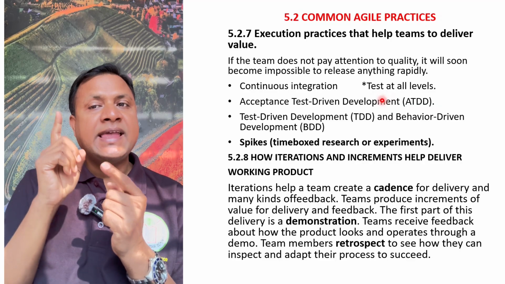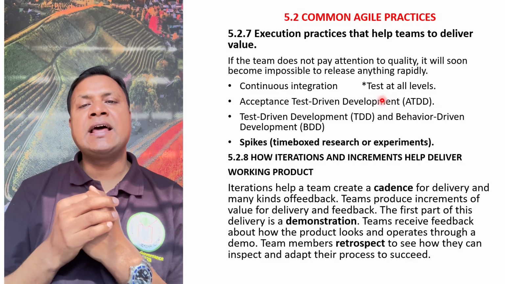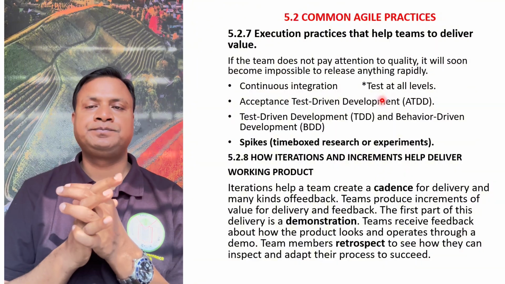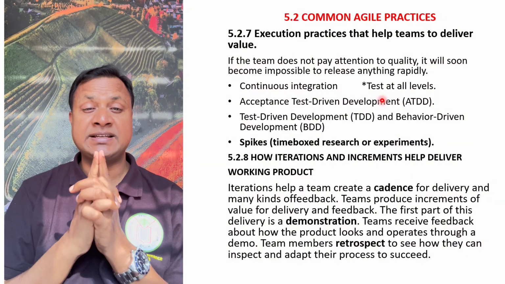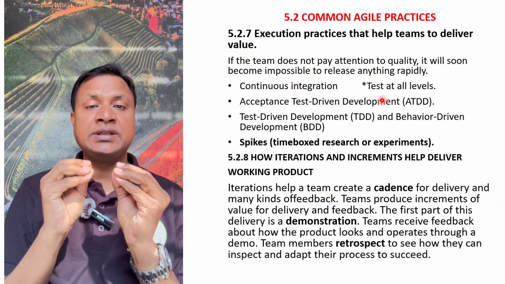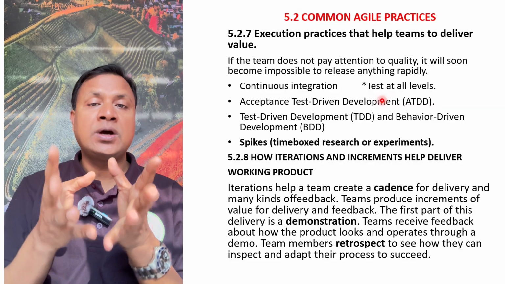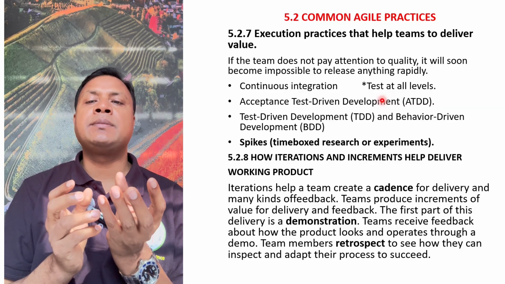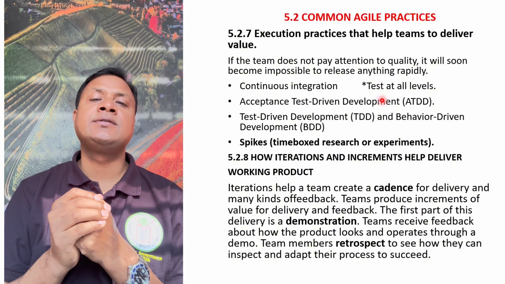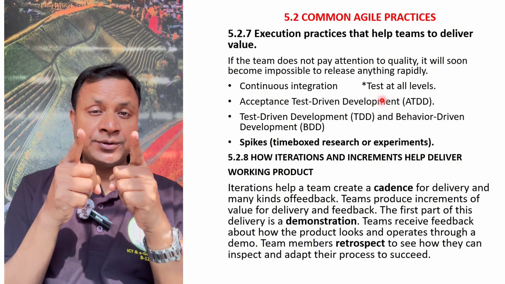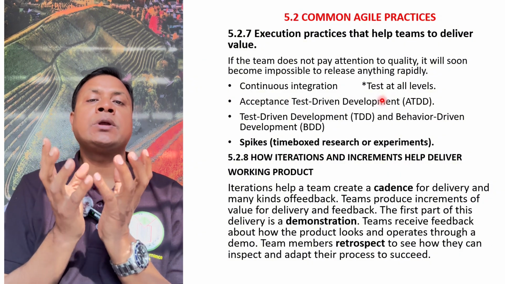Number 7 is execution practices that help teams to deliver value. There are some practices that should be in the execution. If the team does not pay attention to quality, it will soon become impossible to release anything rapidly. So focus on the quality. So how can you do that?